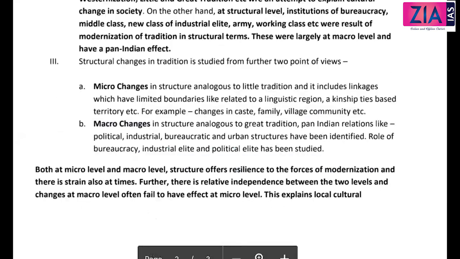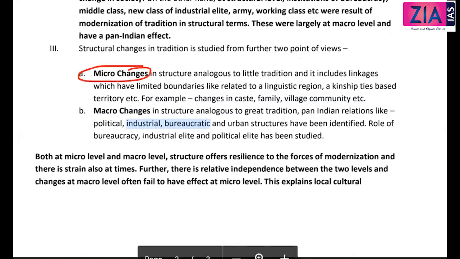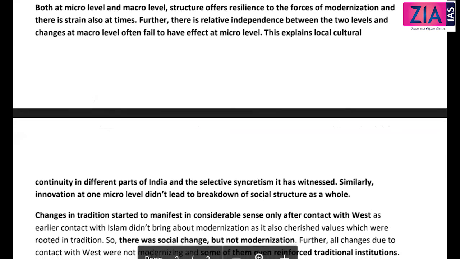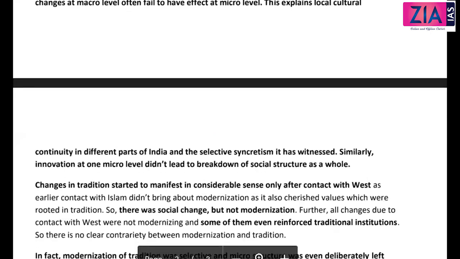Okay, guys. So here, structural change is further divided into micro and macro. Micro changes are at the lower level: caste, family, village, community, etc. Macro is at the pan-Indian level, like political changes, democracy, industrialization, bureaucratic setup, urban structures. All these are the macro level. Both micro and macro level structures offer resilience to the force of modernization, and there is a strain also at times. Further, there is relative independence between the two levels, and changes at the macro level often fail to have an effect on the micro level. This explains local cultural continuity in different parts of India and the selective syncretism.